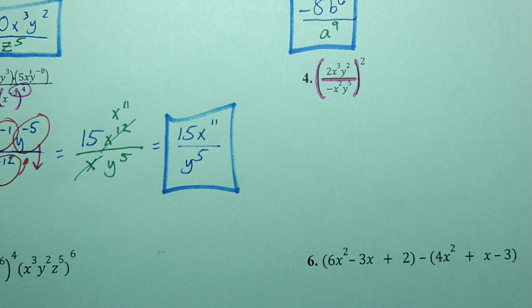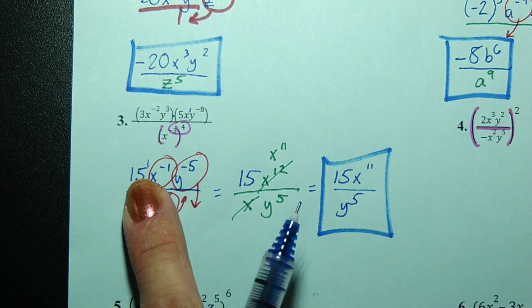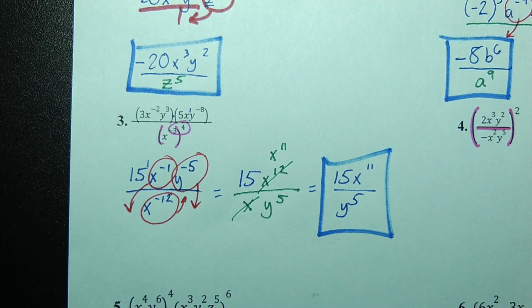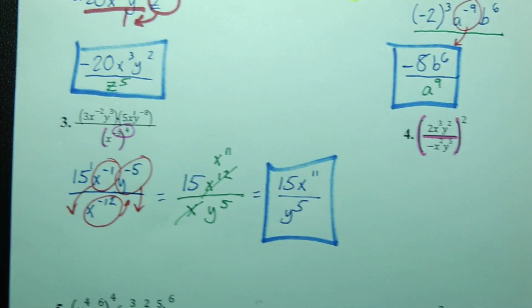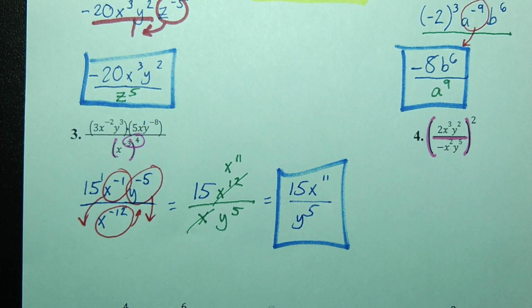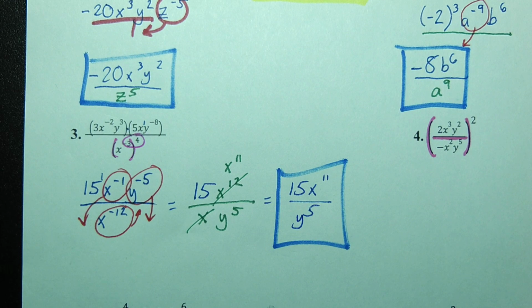Why is the 15x on the top? Because the 15 has its own power of 1, so that did not have a bad attitude to go downstairs. Good question. Wait, so why isn't there x on the bottom? Oh, there was, and then we canceled it. Very good. If it was x1 on the bottom, how did it go to x11? Because we had x12 on the top. So we just got an x from both of those. X11. Very nice.